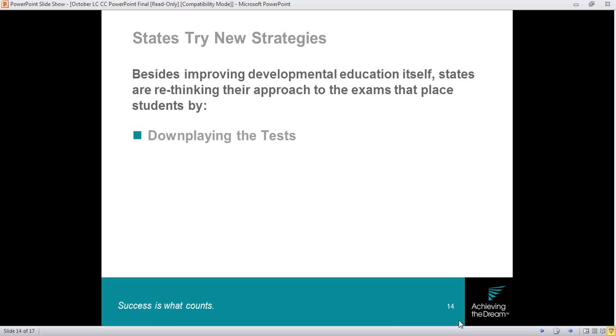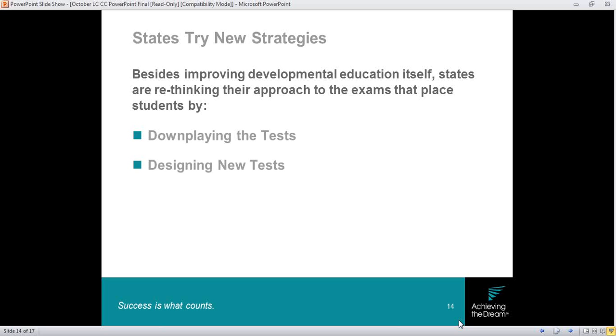So that research is still going, but that suggests waiving testing for students whose high school grades are strong enough, not just if they pass the placement, had a high SAT score or something like that. So downplaying the test is one thing. Secondly, and that's the second bullet, designing new tests.